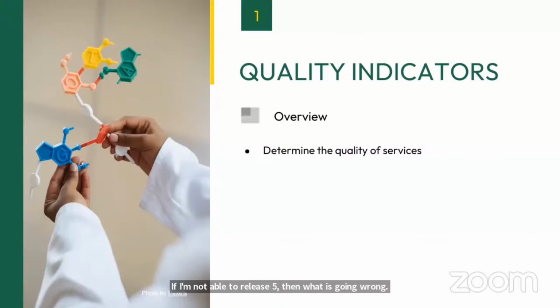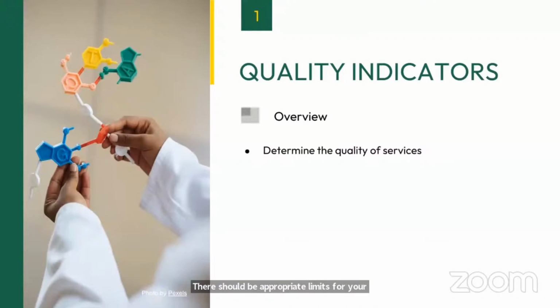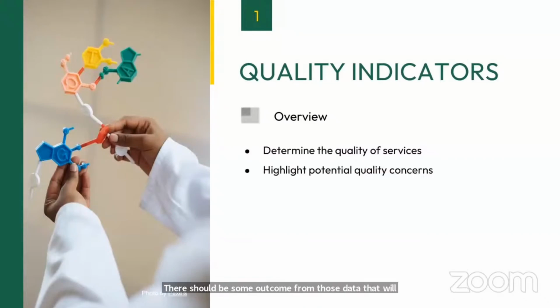So you should have appropriate objectives and methodologies for data collection. You should have appropriate representation of the data. You should have appropriate statistical analysis of the data. There should be appropriate limits for your quality indicator, and then you should also have an appropriate action plan when you are not able to achieve those quality indicators. It is not just making some calculations and noting down some data on a daily basis. There should be some outcome from those data that will help you improve the performance of your laboratory.